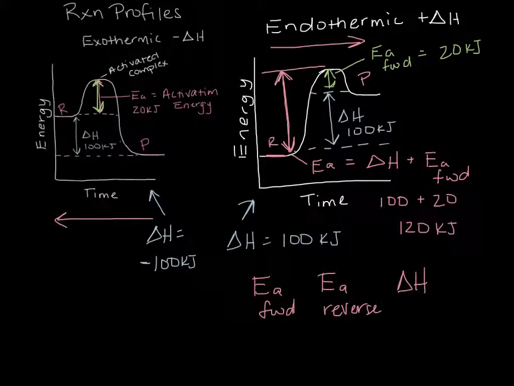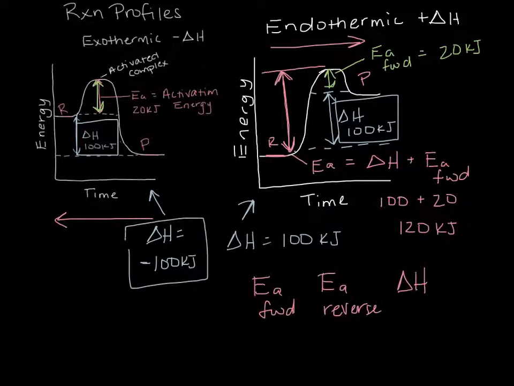Notice that our delta H did not change. Our delta H is going to have the same value for both our endothermic and our exothermic, for both our forward and our reverse reactions. The only thing that's going to be different is the sign, if it asks you what the delta H is for a particular reaction. So it's only going to be the sign that's going to be different. The numerical value is going to be the same.